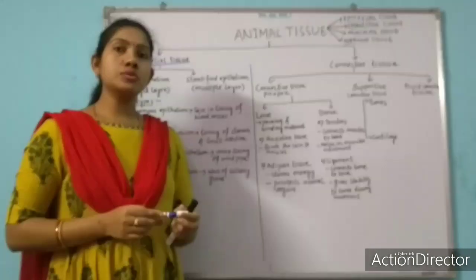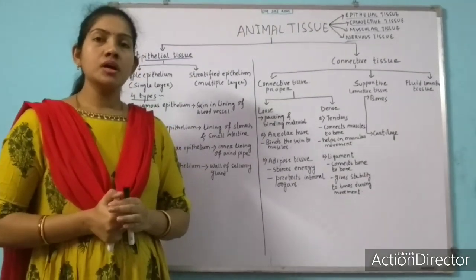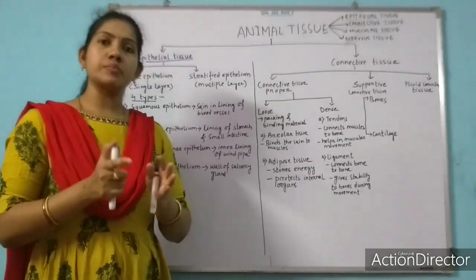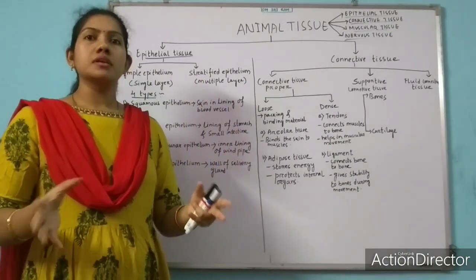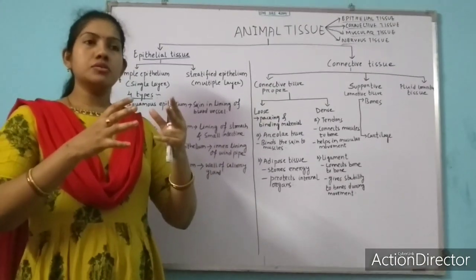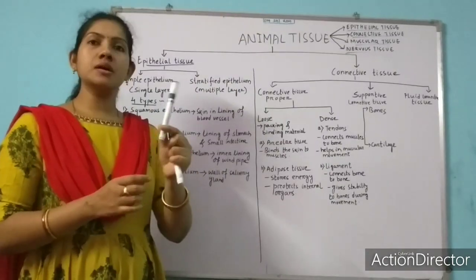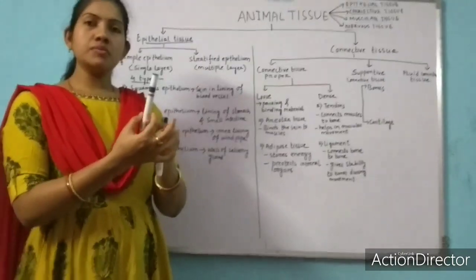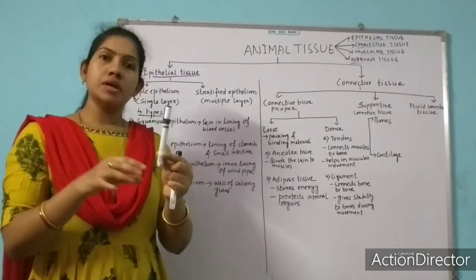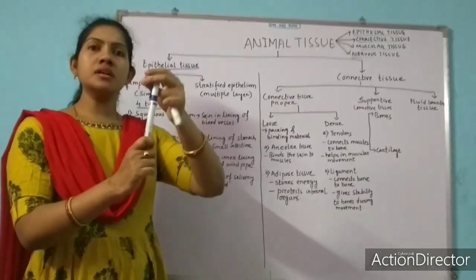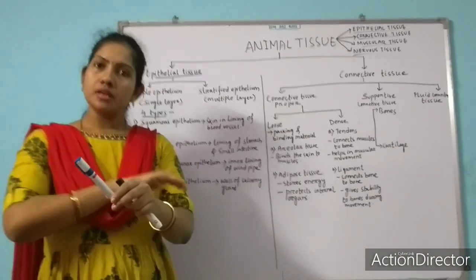What is the work of epithelial tissue? Epithelial tissue mainly provides protection. Generally it is present over the body, over the skin, over the internal organs. It provides support. Generally the organ is covered, wrapped with a polythene like this. If this is the internal organ, the outer covering will be the epithelial tissue. The skin of our body is epithelial tissue.